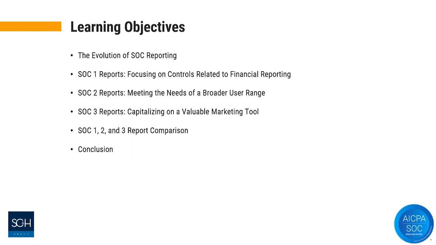So we're going to talk a little bit about history, the evolution of SOC reporting. Then we are going to talk about SOC 1 reports, which are focusing on financial reporting. Then SOC 2 reports, which are meeting the needs of a broader user range of service providers. And then a specialty SOC 3 report. We'll go through a comparison between all three of them, show the differences and similarities, and then we'll conclude.